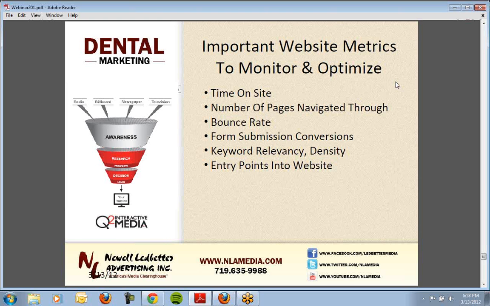We also have to be concerned with density. How many keywords are on your page? Does that help with search engine optimization? Are you going to be able to create new entry points into your website? The last one is entry points into your website.